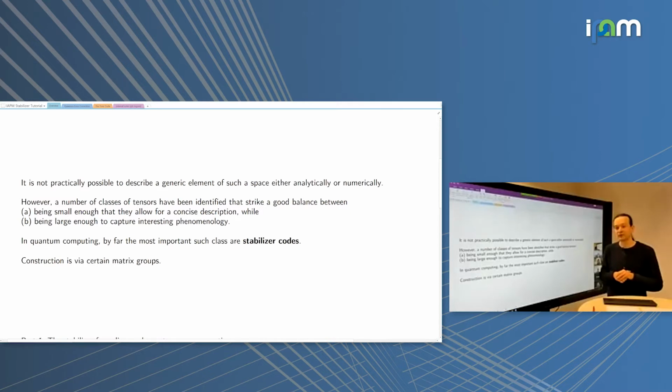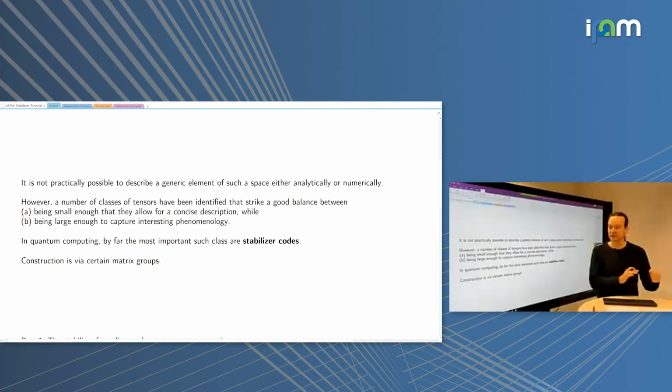What we have to do, if we want to come up with constructions, for example in quantum computing, is find classes of tensors that can be handled, that strike a good balance between two contradictory purposes. The classes should be small enough so that we can have a concise description, and use a few bits, for example, to represent their elements, but also large enough to capture interesting phenomenology.